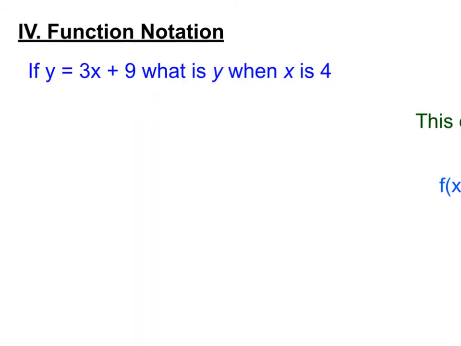All right, switching gears one final last time, and now we're going to talk about function notation, you can see. And if y is 3x plus 9, what is y when x is 4? Okay, a lot of writing there, big sentence. Function notation actually makes this question easier and makes your work easier, I believe. Okay, so function notation is actually easier.